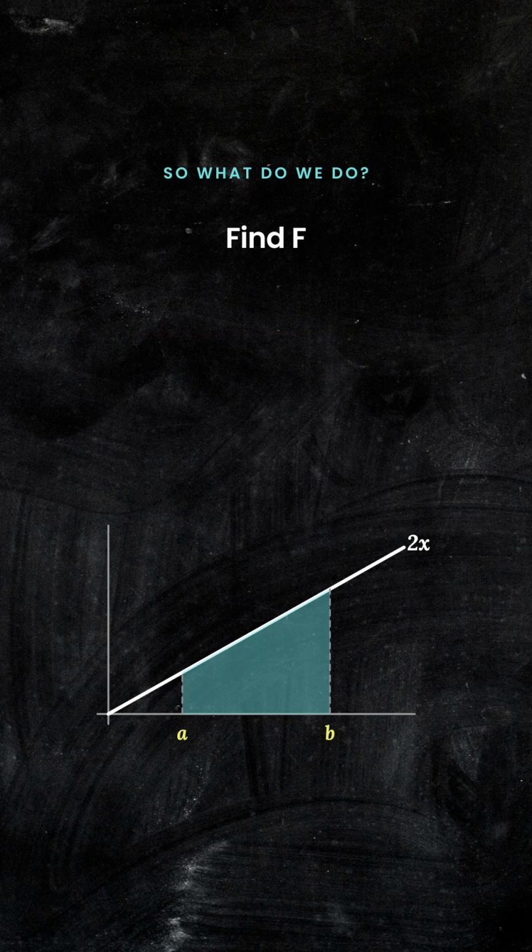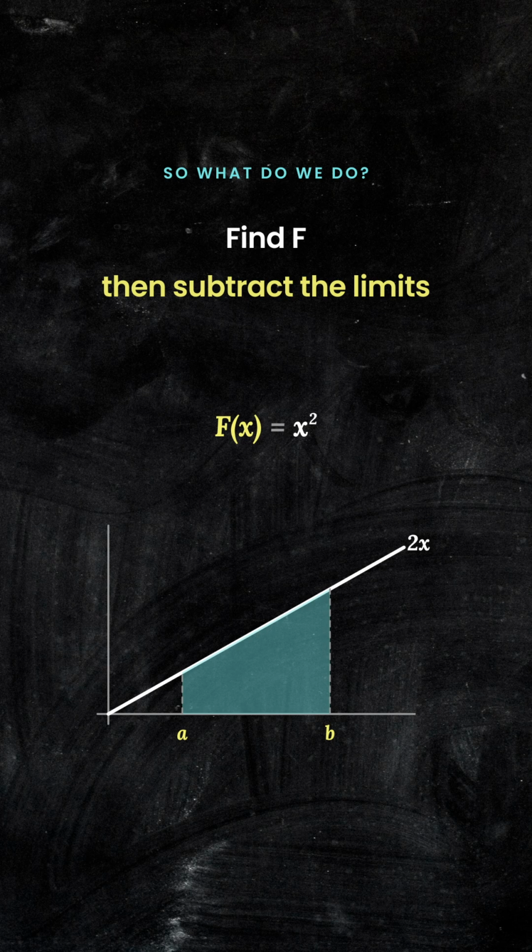So now what do we do? First we find its integral, capital F. Notice that here we substitute into capital F, its integral is x squared. Then we substitute the last limit, which is the upper one, minus the first limit, which is here. So let's look at an example.